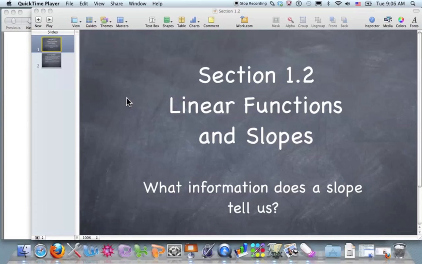Let's start. Section 1.2 studies linear functions and slopes. Those two concepts are very important in studying derivatives, because a derivative is no more than the slope of the tangent line at a certain spot of a function. So, what information does a slope tell us? And that will follow us.